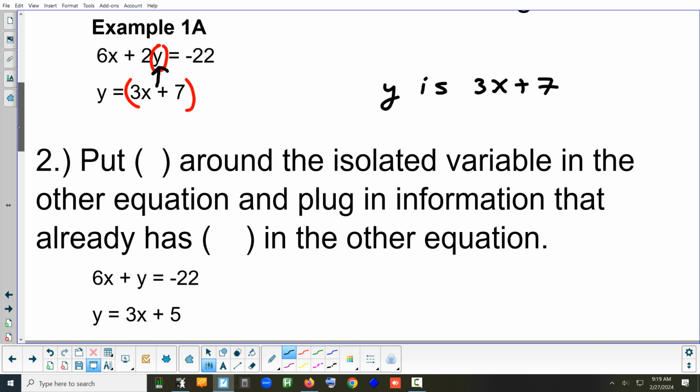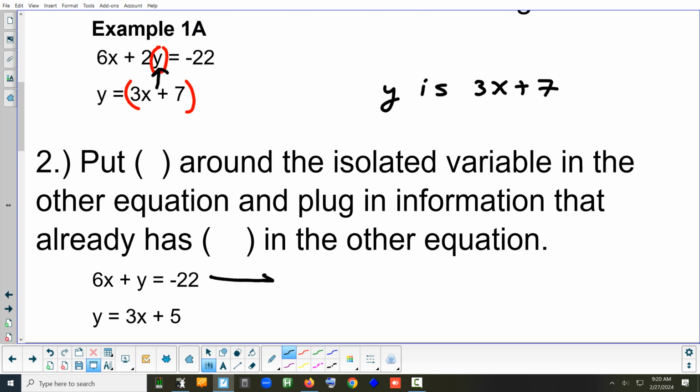Okay, so let's write out what this equation is going to turn into. The 6 is going to stay exactly the same. The x stays exactly the same. Plus sign stays exactly the same. The 2 stays exactly the same. Don't write the y. We're going to change the y to something, so leave some room, because we're not going to put y there anymore. The equal stays the same. The negative stays the same, and the 22 stays the same. So there's only one thing that's going to change, and that's the y.